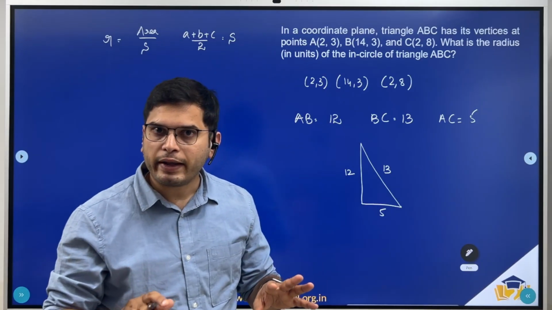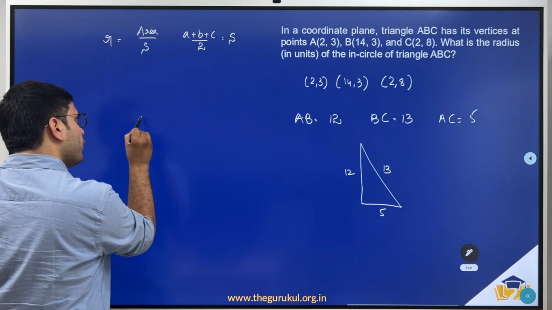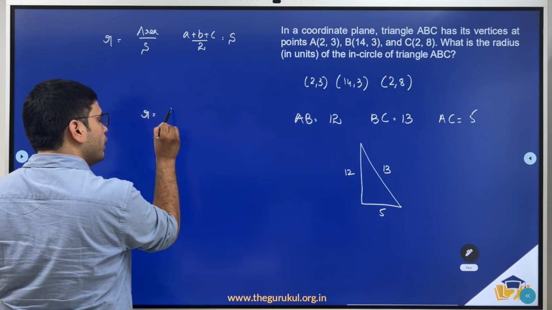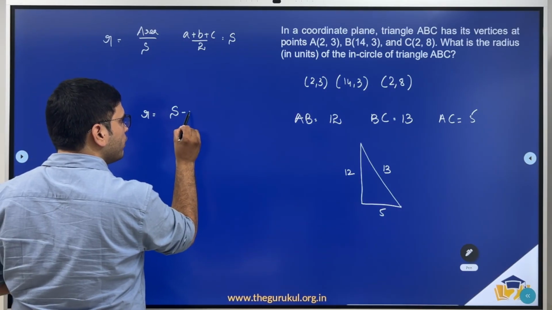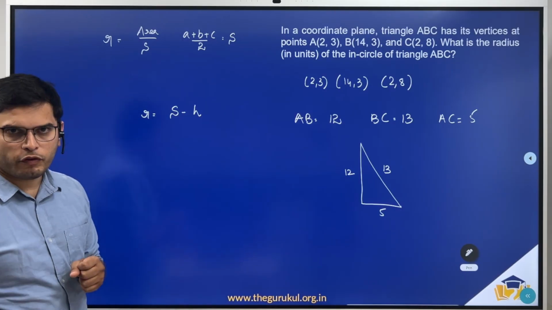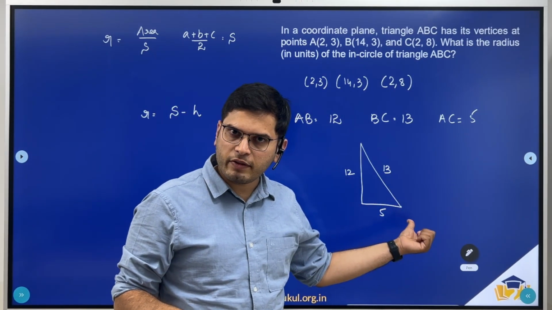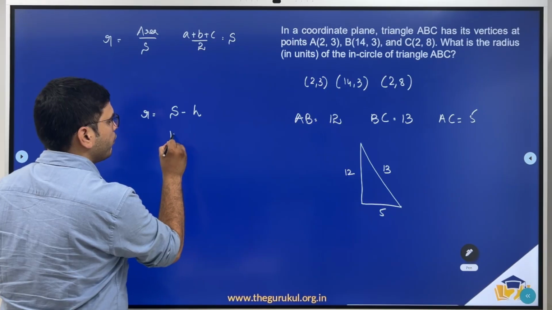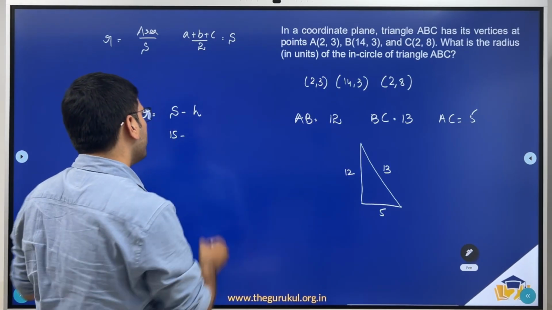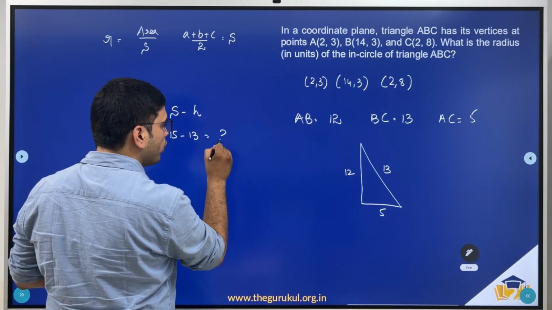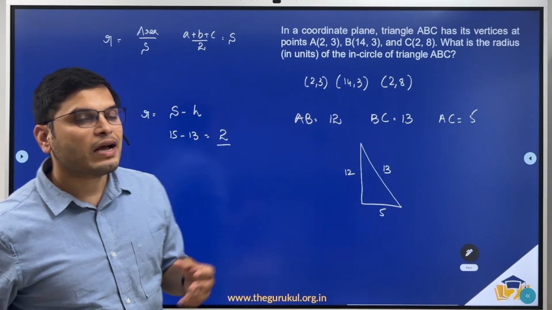Now in the case of a right angle triangle, the simple formula to find the inradius of that circle is nothing but semi-perimeter minus hypotenuse. Now what is the semi-perimeter? 12 plus 13 is 25, 25 plus 5 is 30, 30 by 2, 15, minus the length of the hypotenuse 13. So 2 units becomes the answer to this question.